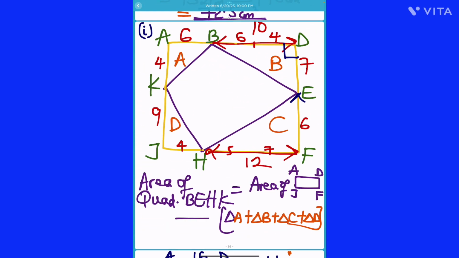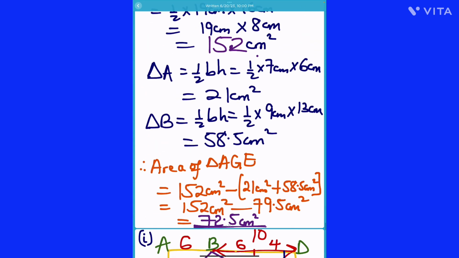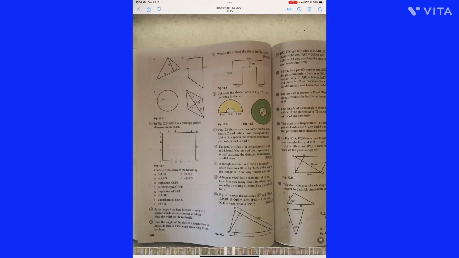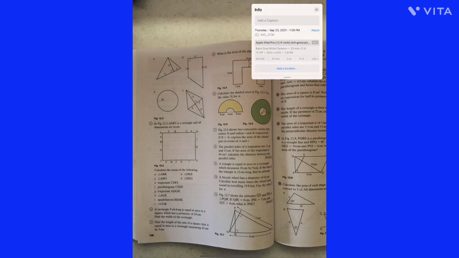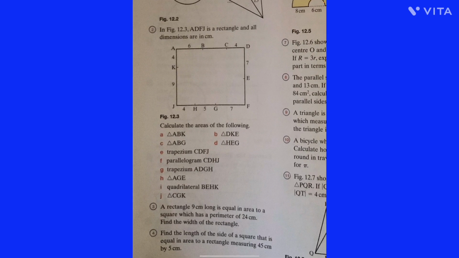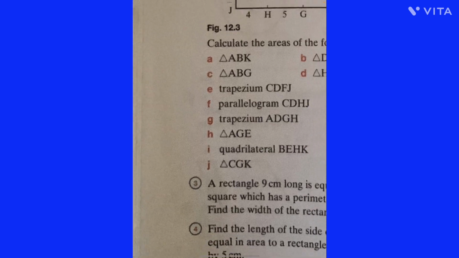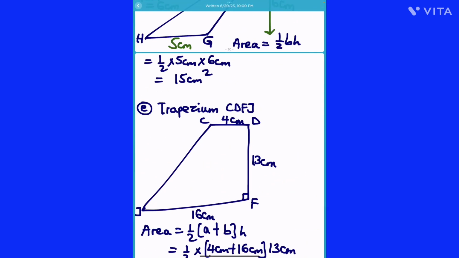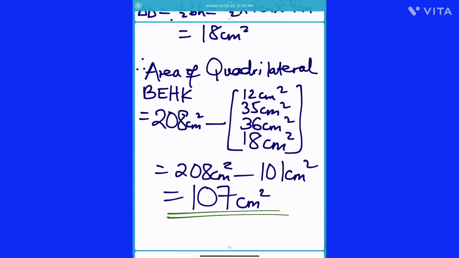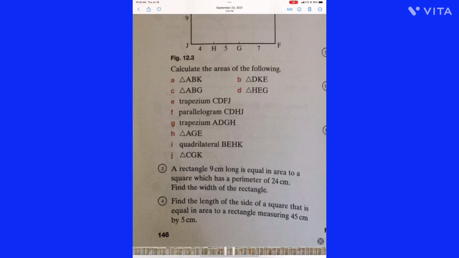Then lastly, let me check the question. We have to find the area of triangle CGK. I'm trying to make this bold so that you can see the question well. So let's go ahead and do it together. Am I looking at CGK or CJK? Okay, CGK, sorry. This is CGK, not CJK.